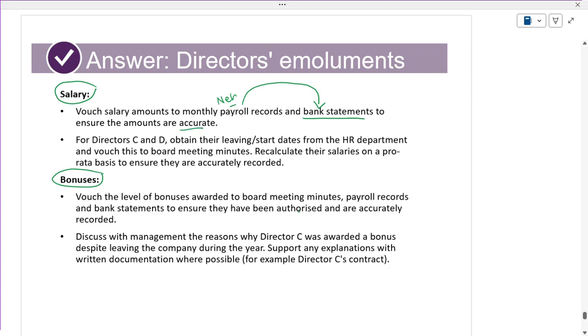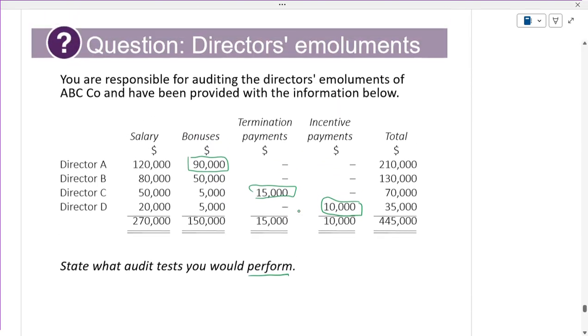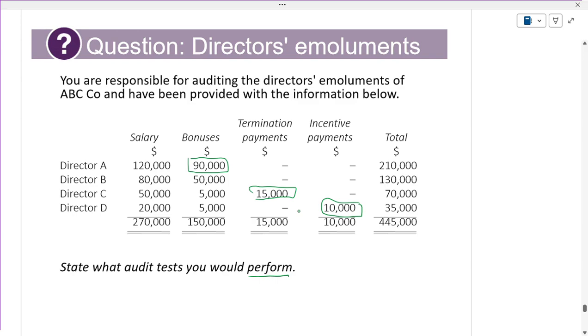For directors C and D, obtain leaving and start dates. What happens to director C? They have termination benefits. He left, right? The director has left. What are the incentive payments? Any idea about incentive payments?